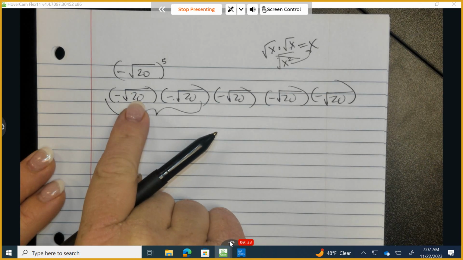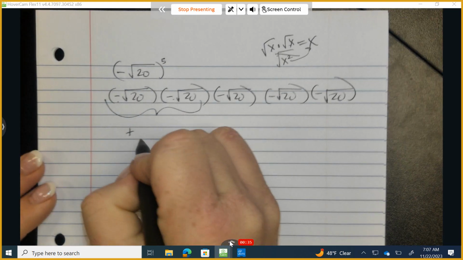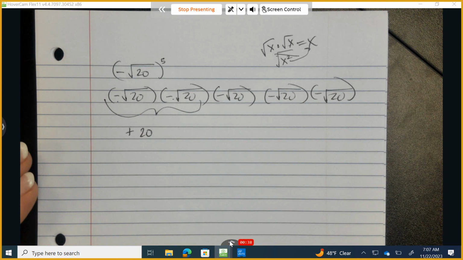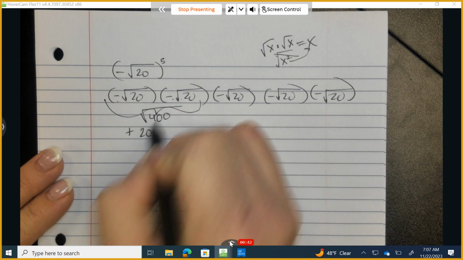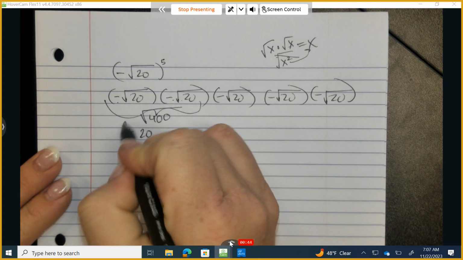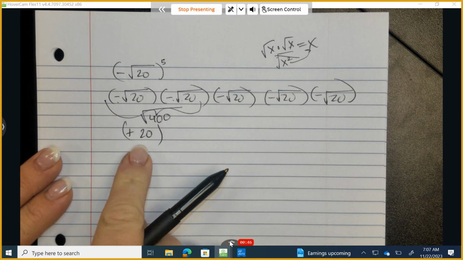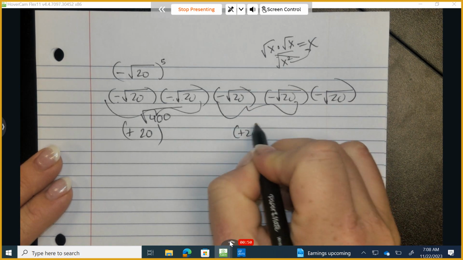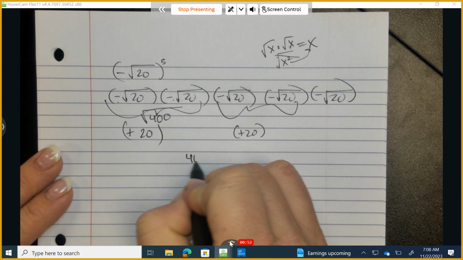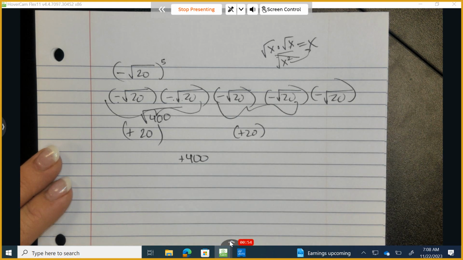And I know the square root of 20 times the square root of 20 is simply 20. And if that's baffling to you, you could take 20 times 20 to get 400, and then the square root of 400 would be 20. So this group, multiplying these two, I get positive 20. That means multiplying these, I also get positive 20. 20 times 20 is 400, and a positive times a positive is a positive.